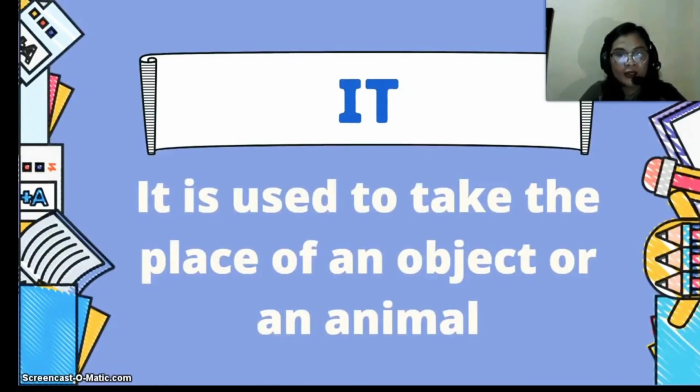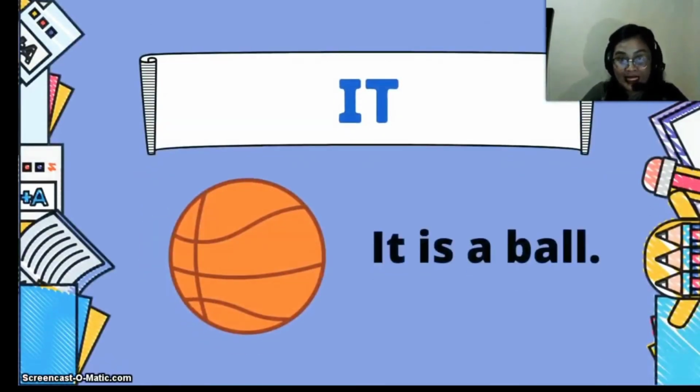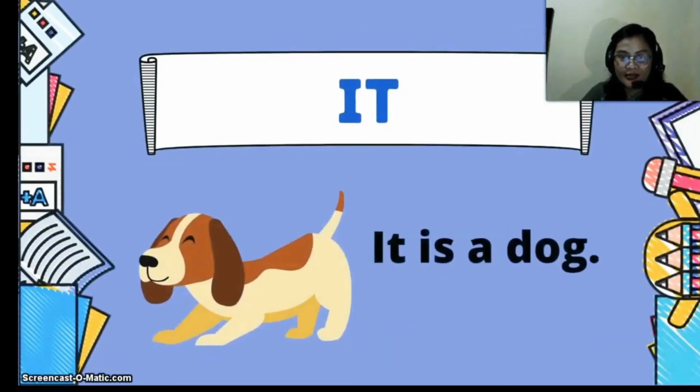Now pupils, let's talk about it. Pronoun it is used to take the place of an object or an animal. Remember, when you are talking about animals or objects, you are going to use it to replace the name of the object or animal. For example, it is a ball. It is a dog.